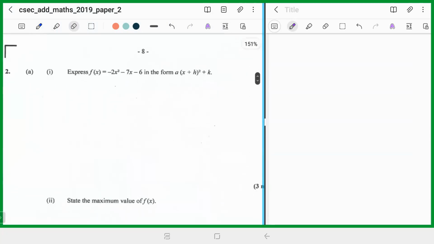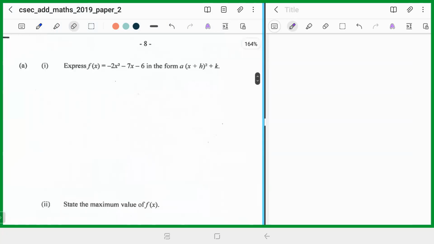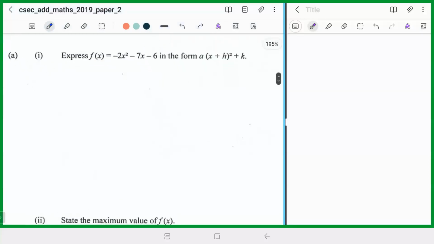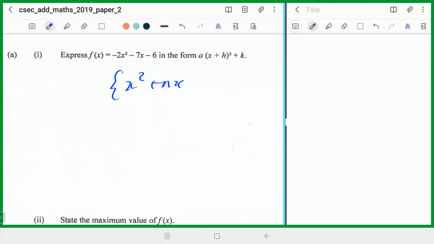Yeah, let me zoom it up for those of you here. All right, so I want to complete the square of this thing. Remember, guys, when you want to complete the square, you're trying to get your x squared plus nx in the bracket. Remember.